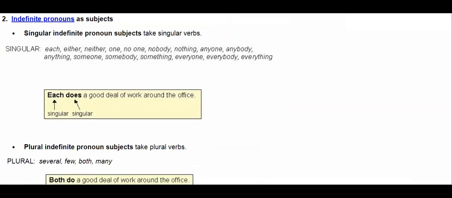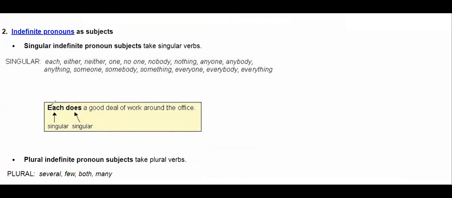We come to point number 2. Indefinite pronouns as subjects. We have done indefinite pronouns previously, okay? Singular indefinite pronoun subjects take singular verbs, just like we did earlier on. Singular indefinite pronouns include each, either, neither, one, no one, nobody, nothing, anyone, anybody, anything, someone, somebody, something, everyone, everybody, and everything.